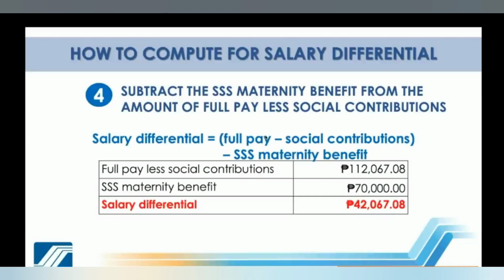So ngayon, yan yung salary differential na isa-shoulder ng employer. Then, sa manner of payment, ano po ba yung i-advance natin within 30 days? For Juana de la Cruz, that would be the SSS maternity benefit of 70,000, which is reimbursable 100% to SSS, plus the salary differential to be paid by the employer na 42,067 pesos and 8 centavos. So that would have to be advanced to the employee within 30 days upon filing the maternity leave application. Okay? Clear ba tayo dyan?